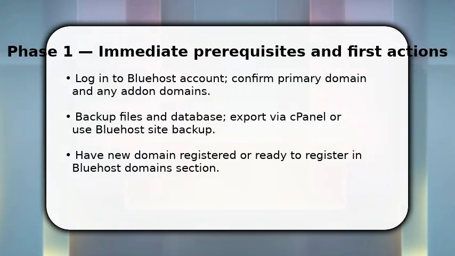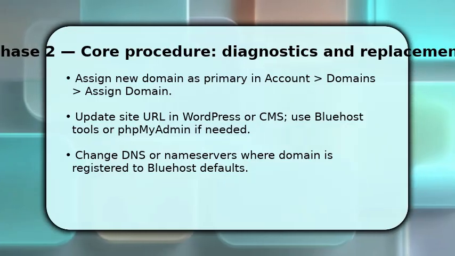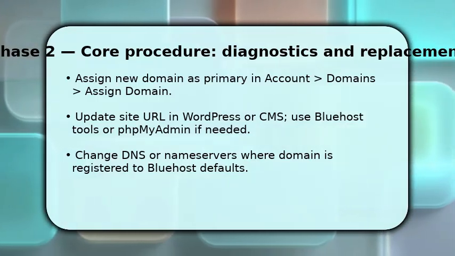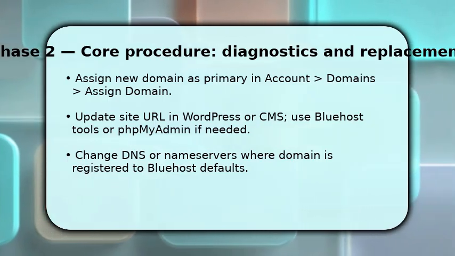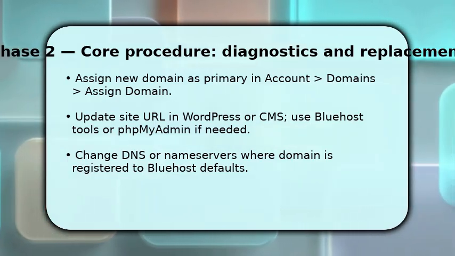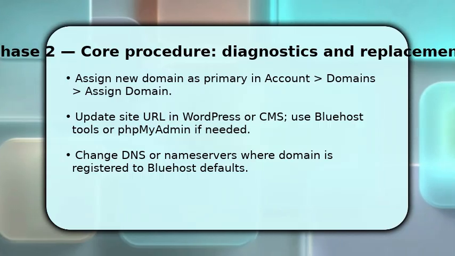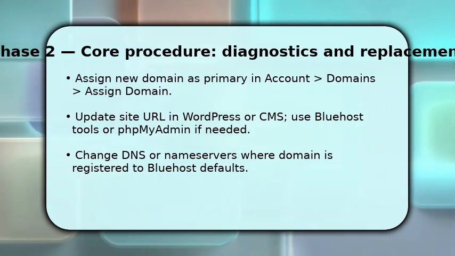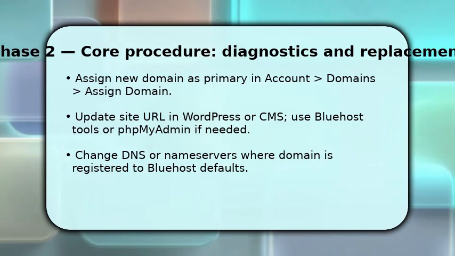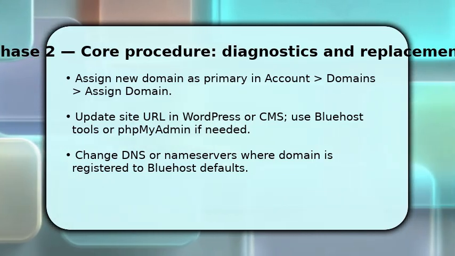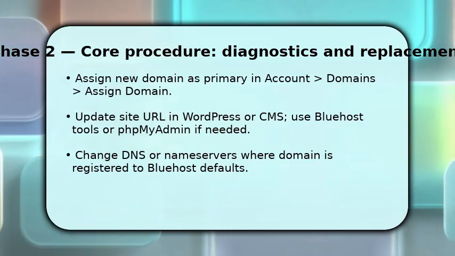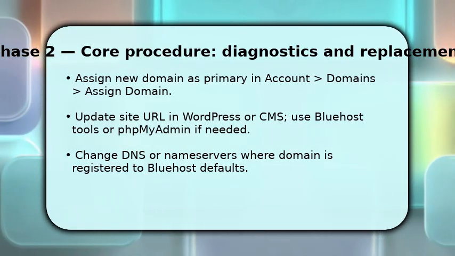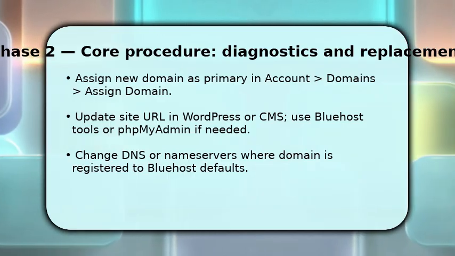Next, assign the new domain as the primary domain in Bluehost. Go to Account, Domains, then Assign Domain and follow prompts. After you assign it, update your site URL inside WordPress settings or the CMS configuration to reflect the new domain. This fixes internal links and assets. If that fails, update the database via phpMyAdmin to change site URL and home entries. Also make sure the domain's DNS points to Bluehost name servers.